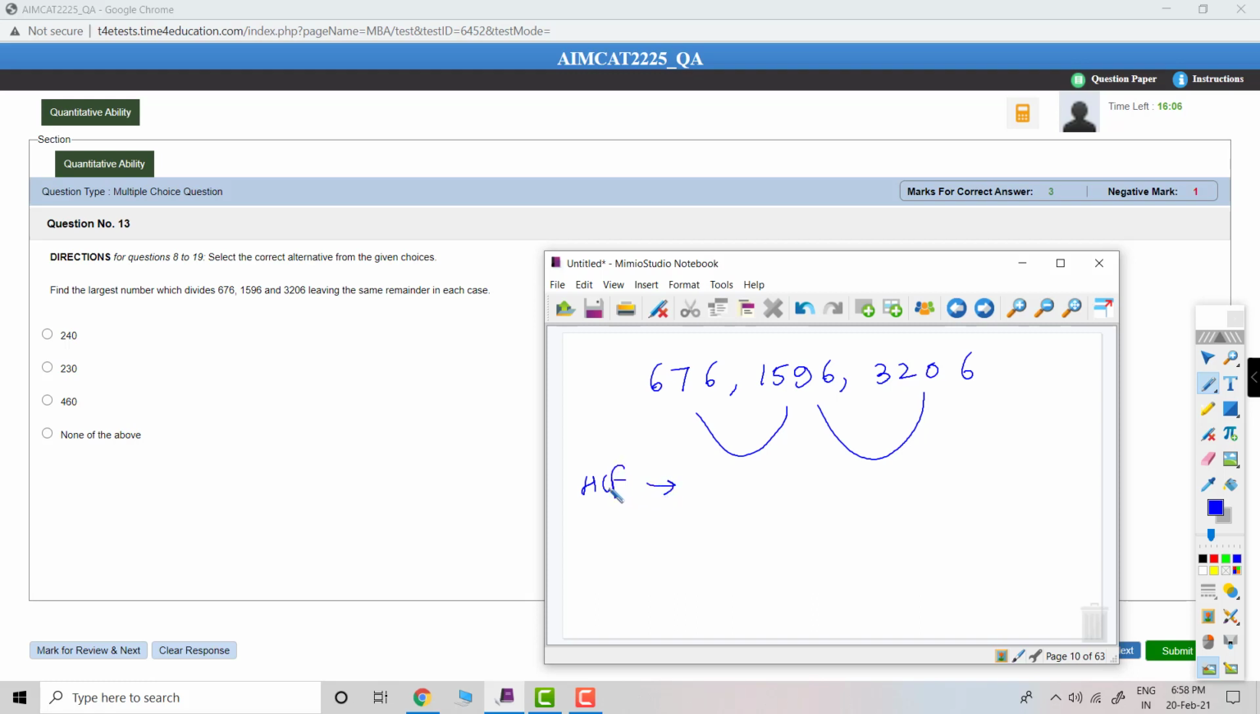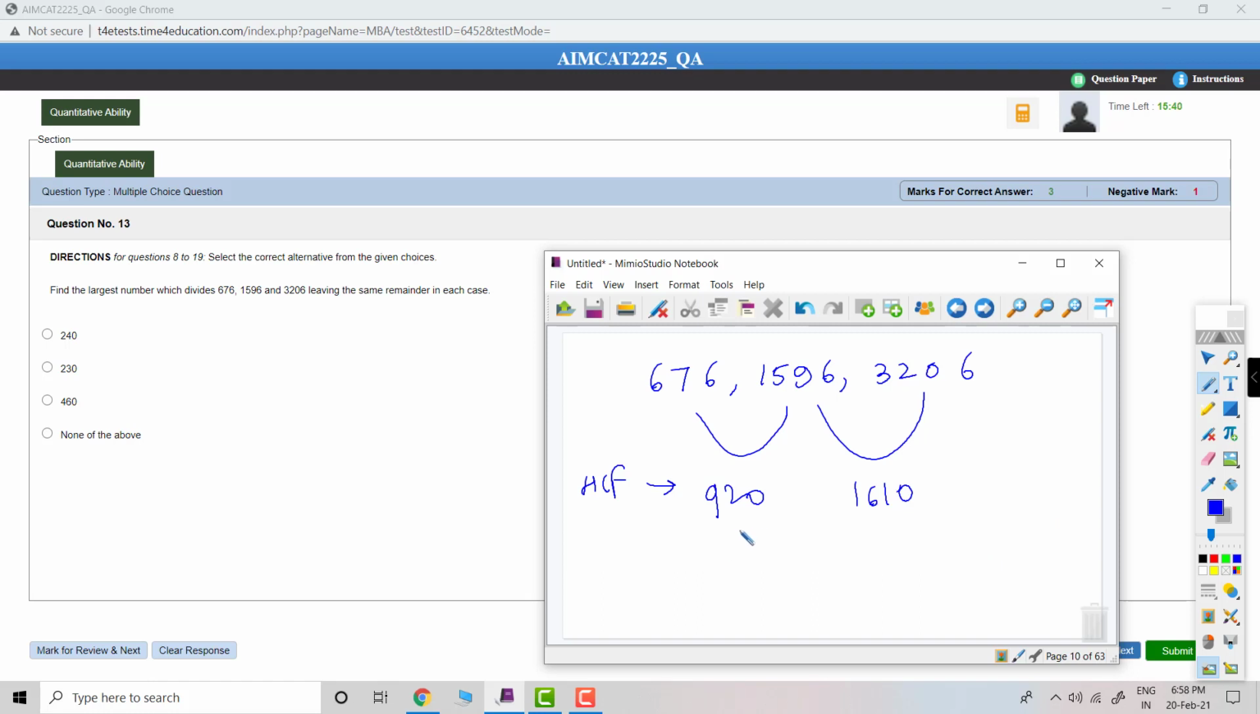Now the difference between the first two numbers is what? Tell me. It is, let me check, 920. And the difference between the last two numbers is what? It is 1500 and 16, and this is what? This difference is equal to 1610. Okay, correct. So our answer is going to be what? Tell me. HCF of these two numbers.